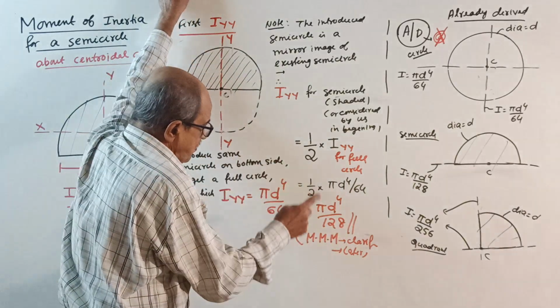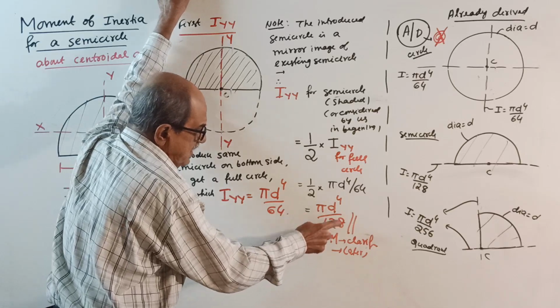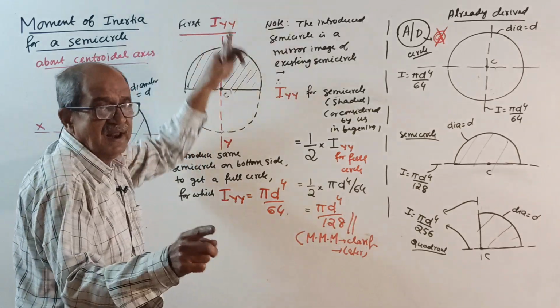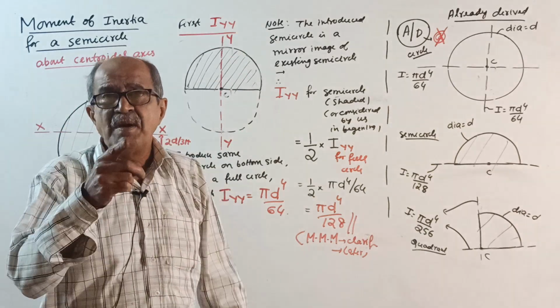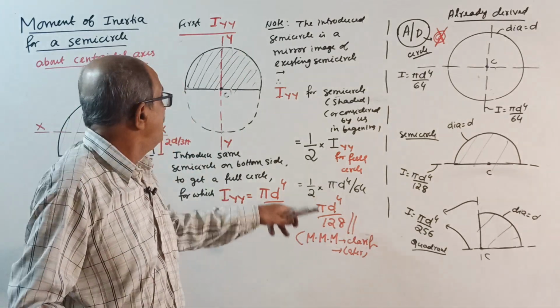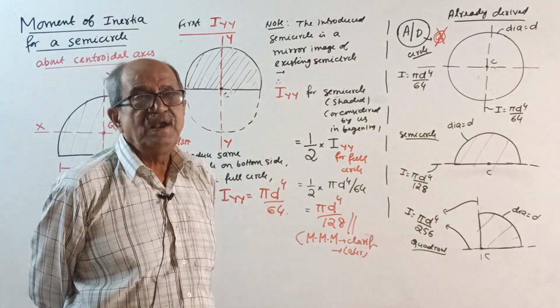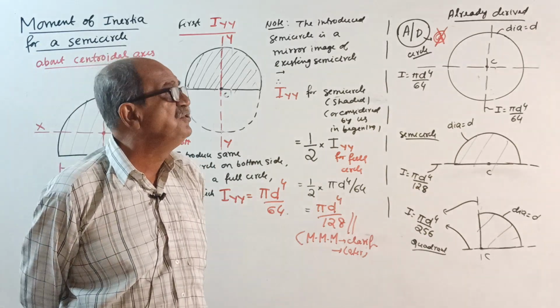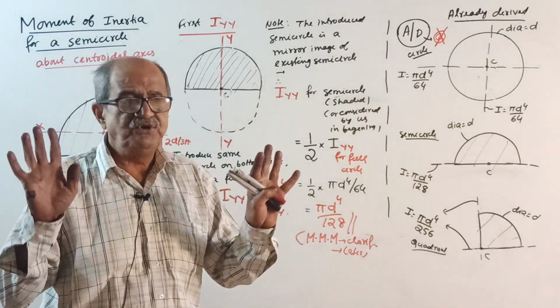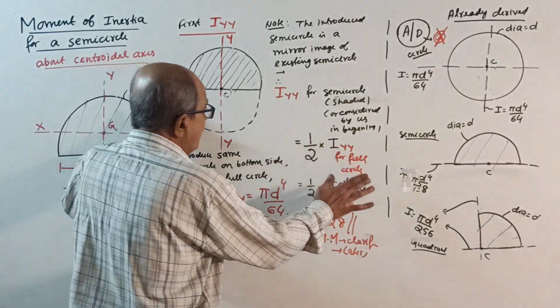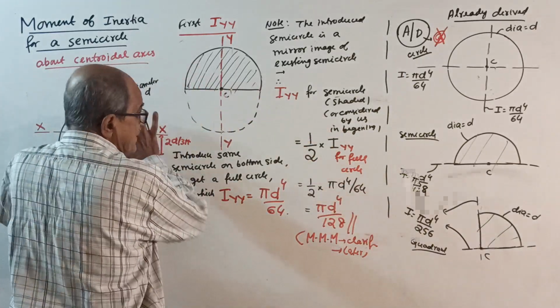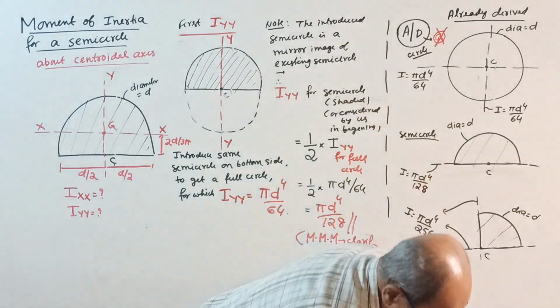More and more clarification will be given later on how to remember. That's the most important. When I tell the answer, people will believe. In the class also I have seen, but later when you go to application, confusion comes. I am there to remove confusion. Okay, this is for I about yy for the semicircle. Leave it now. Now come to I about xx.